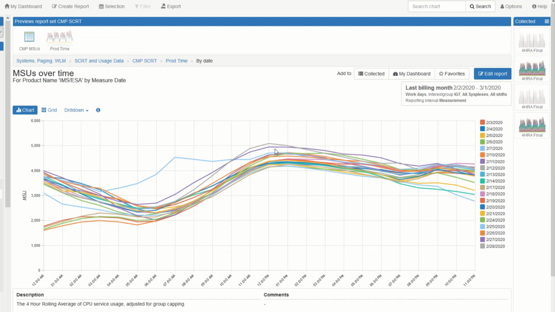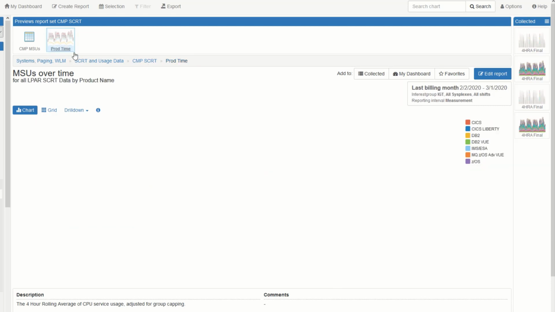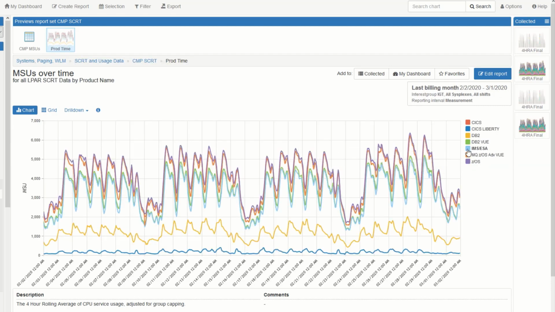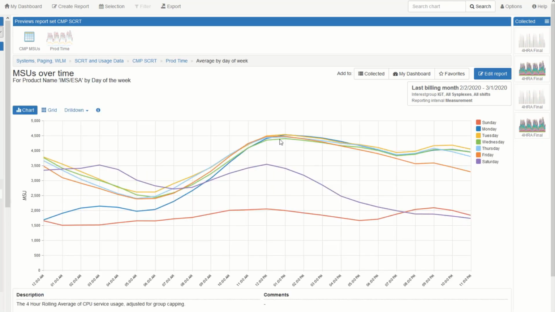Then one other final way to get this kind of profile is to do it by day of week, average by day of week. So here's that, and again, across the weekdays, again, a very similar profile.